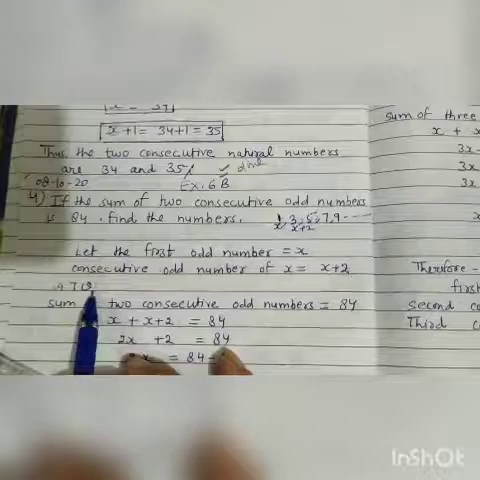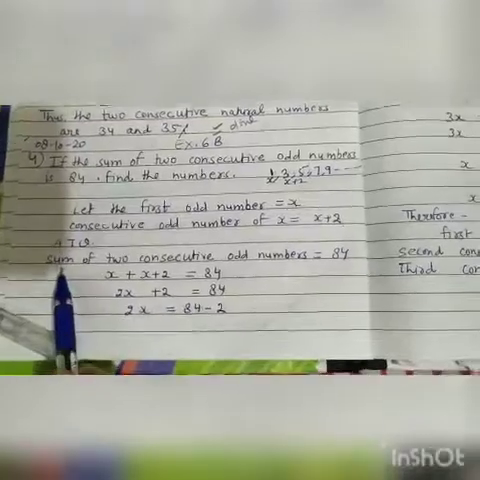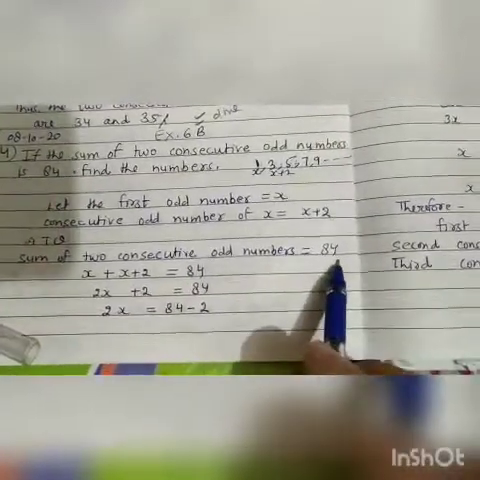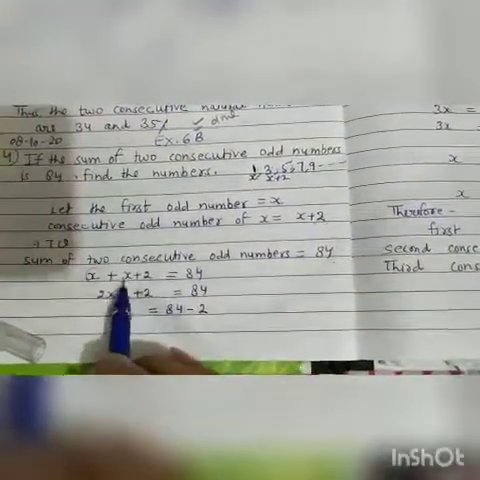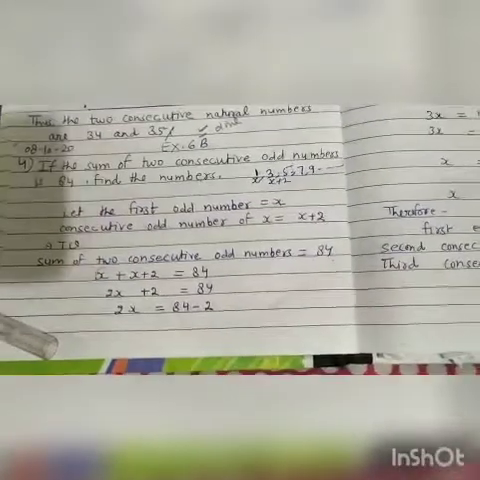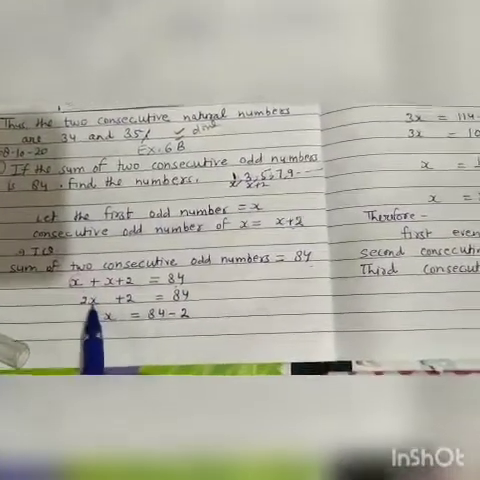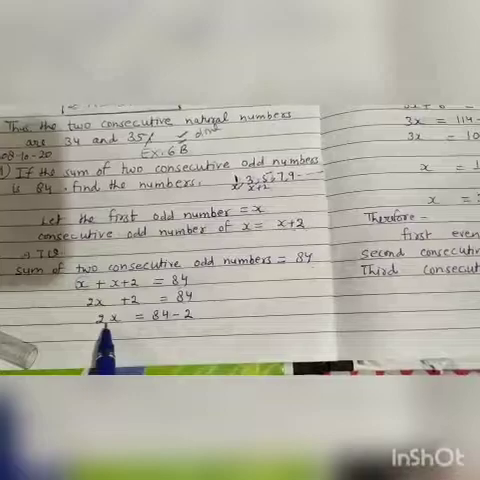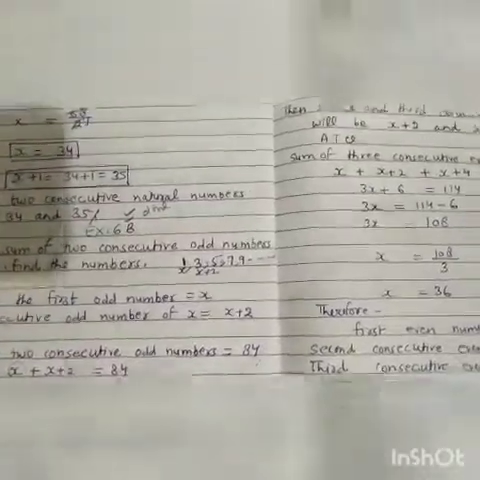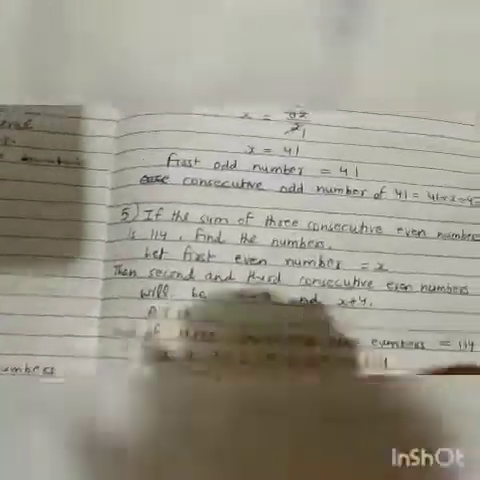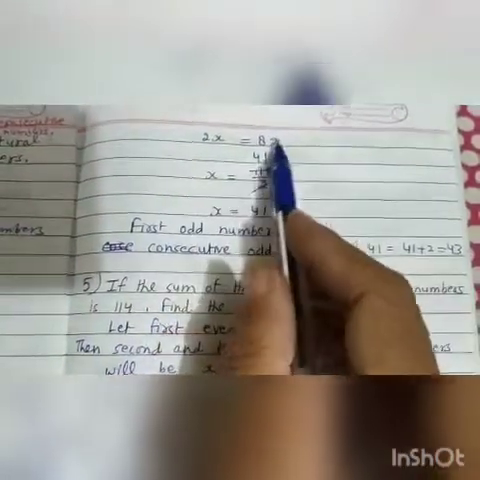Now according to the question, the sum of two consecutive odd numbers is 84. So we write: first number is x and second number is x plus 2. When we add these two numbers, x plus x plus 2 is equal to 84. So 2x plus 2 is equal to 84. Take this 2 to the other side, it becomes minus 2. Then 2x is equal to 82, and x is equal to 82 upon 2.